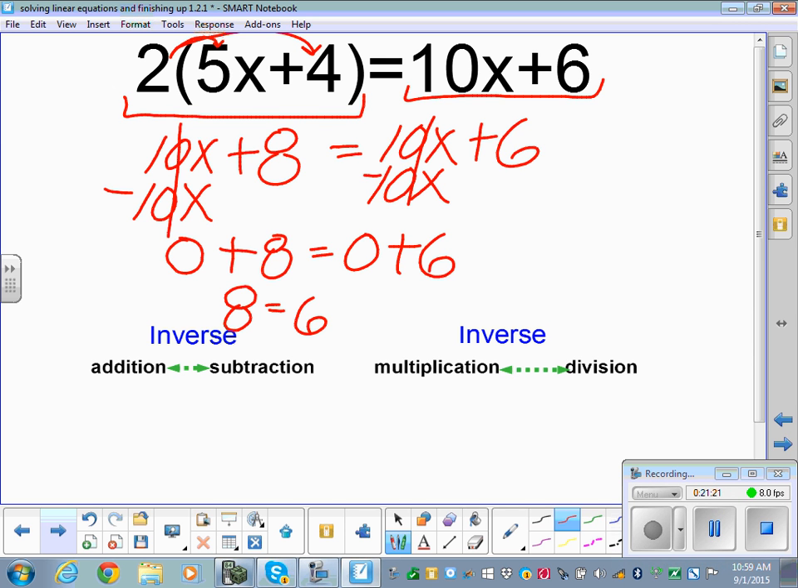Okay, that's okay, that's going to happen sometimes. Is 8 equal to 6? Is that a true statement? No, so that is not a true statement, so it would be no solution.